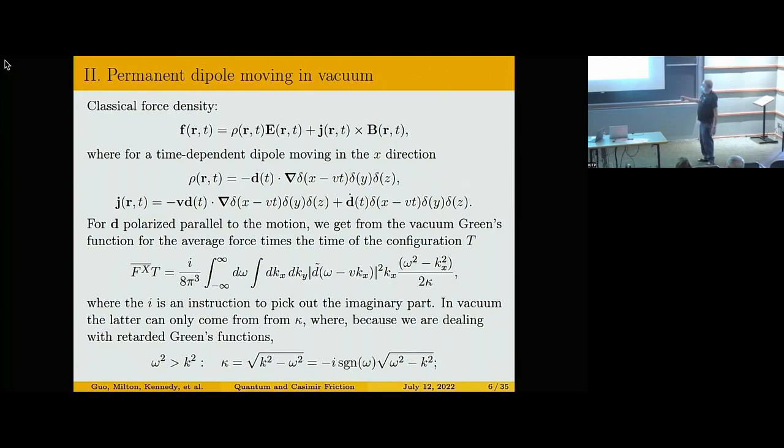And there's an I here, and that's saying you have to take the imaginary part. And the imaginary part comes from this 1 over kappa. It's the imaginary part of the Green's function. And that imaginary part occurs when omega is bigger than k. Omega squared is bigger than k squared, then this propagation constant, this real propagation constant, turns into an imaginary quantity. And the reason it's minus I is because I'm dealing with retarded Green's functions.